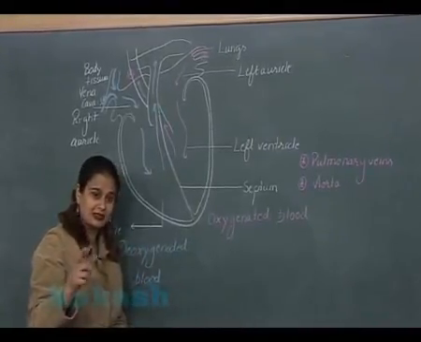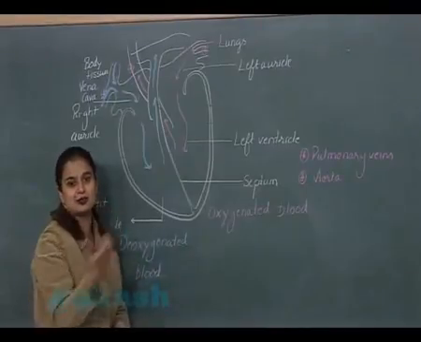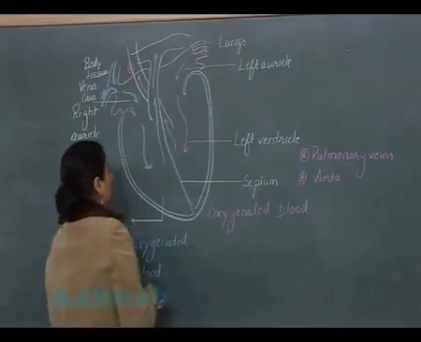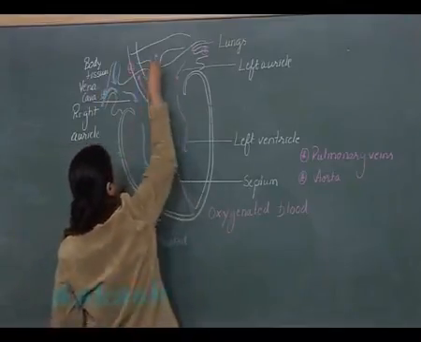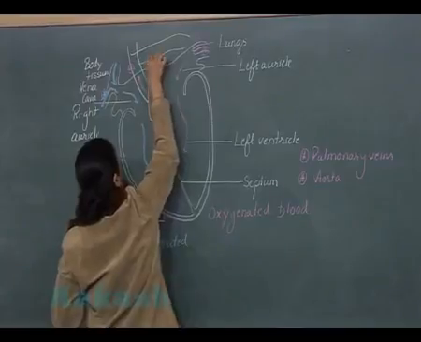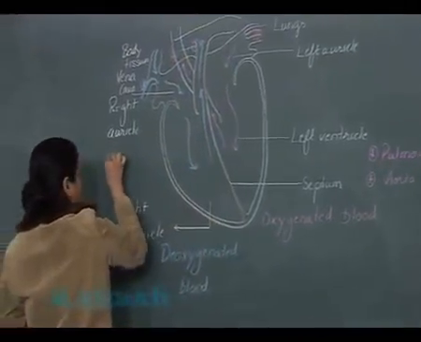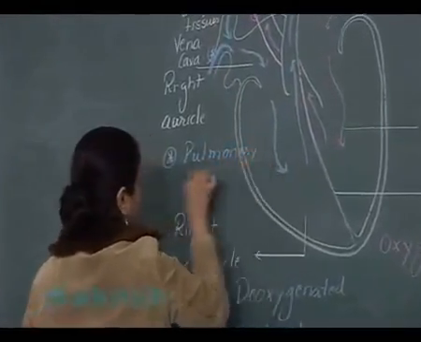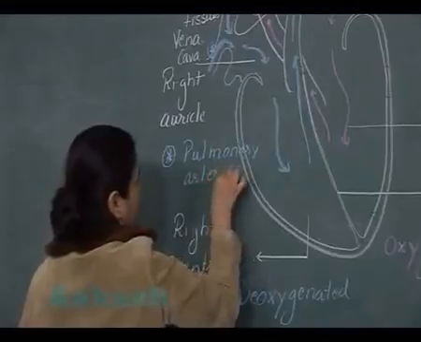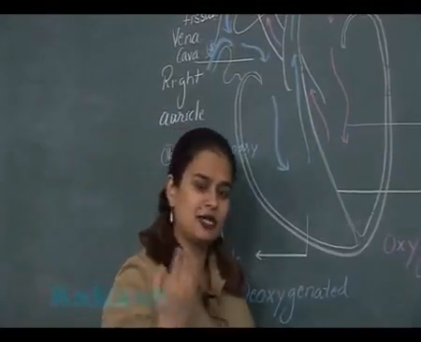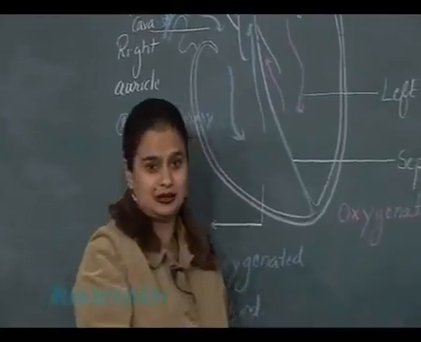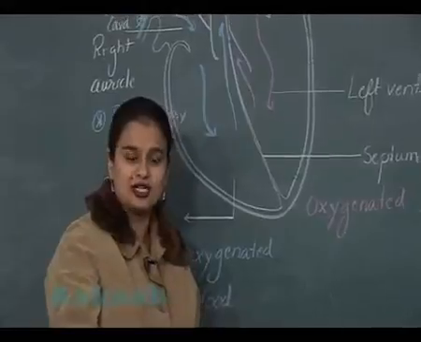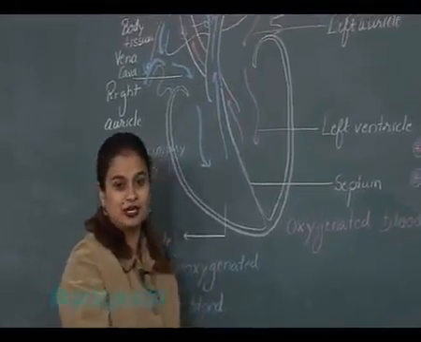And in the lungs, this deoxygenated blood is going to be converted into the oxygenated form. So this blood vessel, what is it going to represent? This is going to represent the pulmonary artery. The pulmonary artery is going to drain the blood to the lungs, and in the lungs, this blood will undergo oxygenation, or you can say purification.